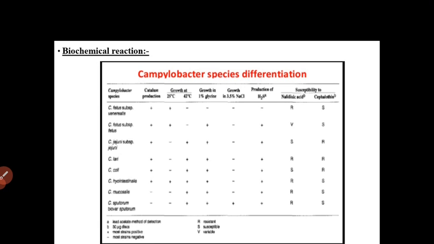This is the biochemical reaction. I am so sorry about this image, but if it is not clear, if you are not understanding, please ask me. Now here it is shown: species, catalase production, growth in 1% glycine, production of H2S. Okay. You take a pause, zoom in and just see. If there is still a problem, just let me know.